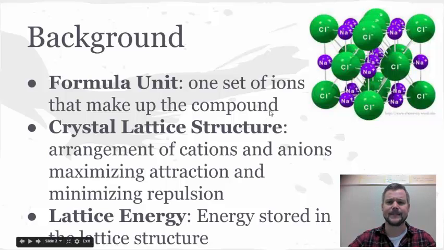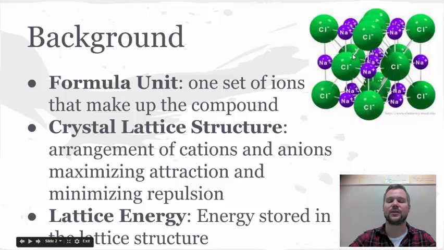And we need to also understand this concept of something called a formula unit. In an ionic compound, when we talk about a formula unit, we're talking about one sodium and one chlorine in the case of this picture over here. So a sodium and a chlorine is a formula unit. That's what we would call the formula of that substance. But in an actual large-scale crystal, we're talking about billions of these put together.